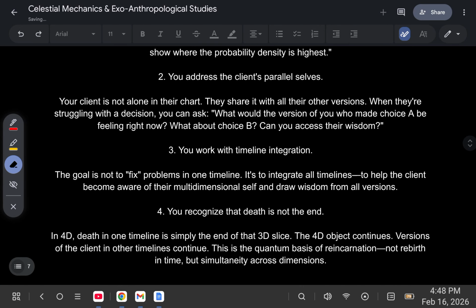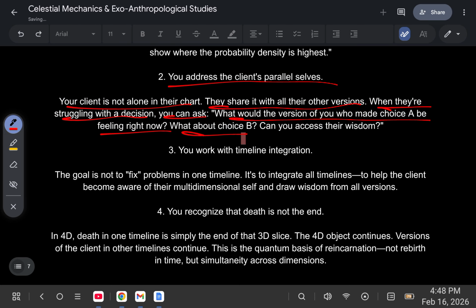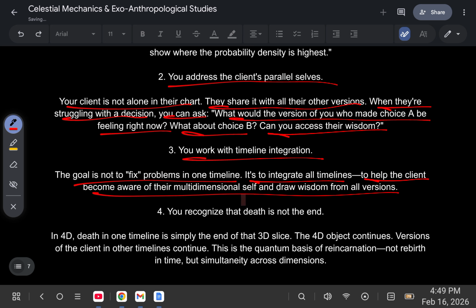And then, you address the client's parallel selves. Your client is not alone in their chart. They share it with all their other versions. When they're struggling with a decision, you can ask, what would the version of you who made choice A be feeling right now? What about choice B? Can you access their wisdom? Then you work with timeline integration. The goal is not to fix problems in one timeline, it's to integrate all timelines, to help the client become aware of their multidimensional self and draw the wisdom from all versions.